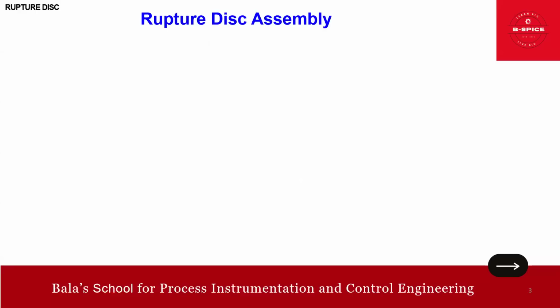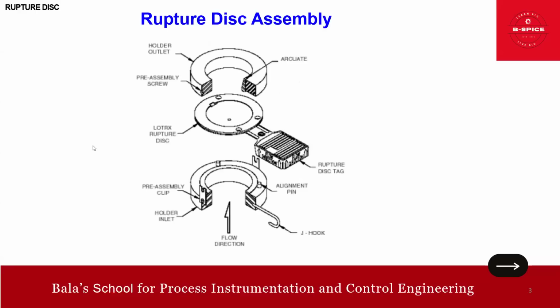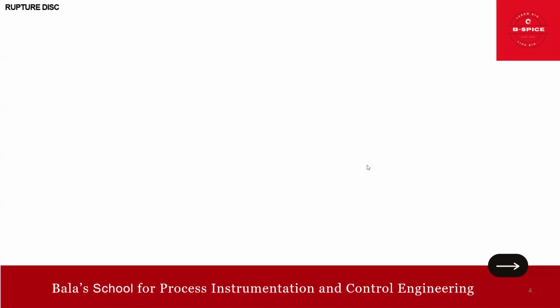Now I'm going to explain this rupture assembly. This is your rupture disk. This is your outer holder and this is your inner holder. So this one will go here and this one will be inside, clamped inside. This is the typical rupture disk. That's why I said clamped between two flanges, right? Yes. So this is the look and feel.